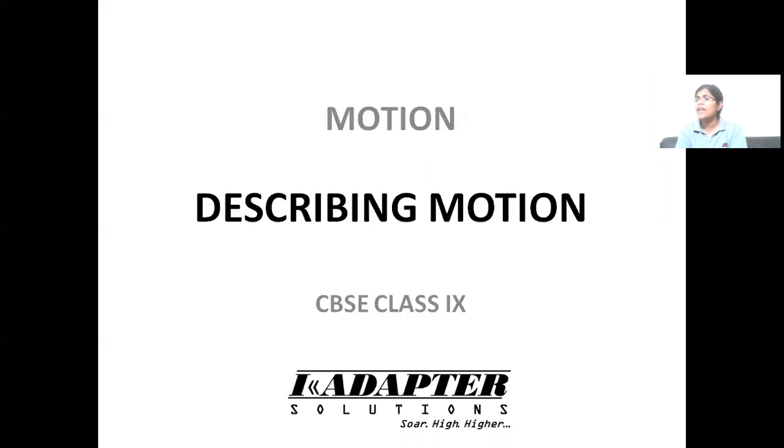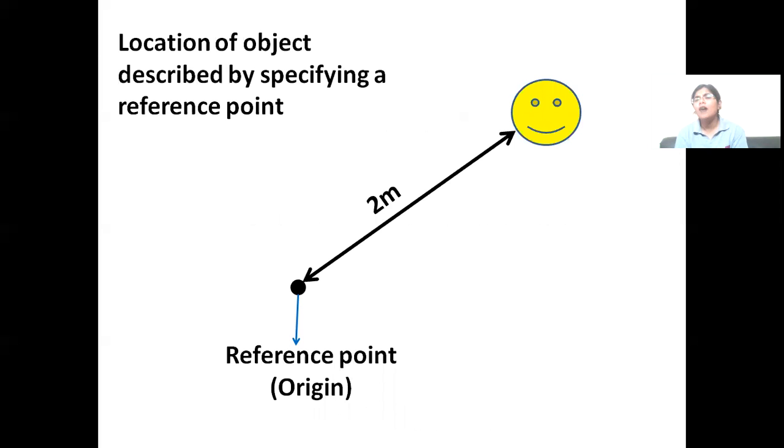Because you could use anything around me as your reference. You could use the tube light that is in my room. You could use the sofa that is behind me. You could use my laptop if I'm not taking it with me. So it is extremely essential that we describe a location before we describe motion. Now, how do we describe a location? We take a reference point or an origin.